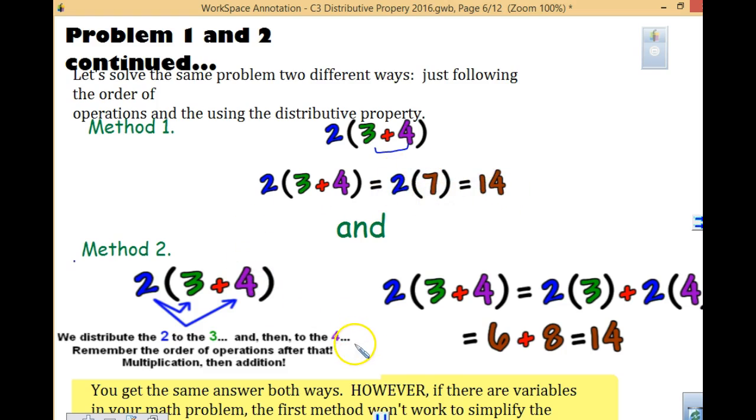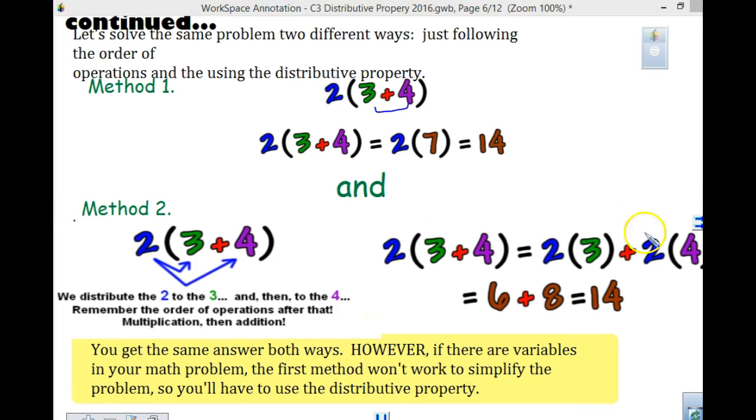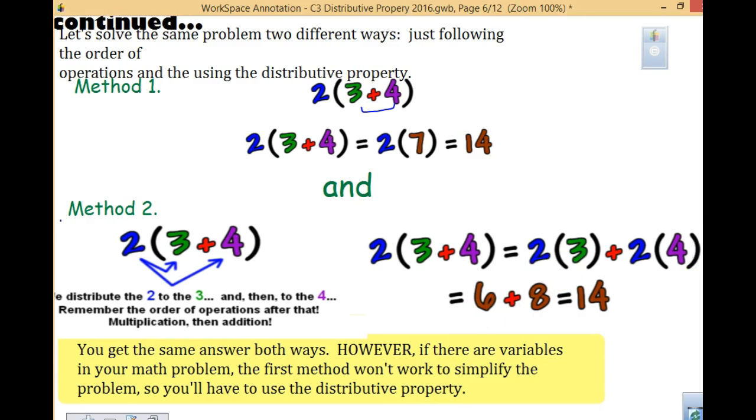The second method is to distribute it, okay? By distributing, I can see that I can take 2 times 3, if I'm looking at this, and then I can take plus 2 times 4, gives us 6 plus 8 or 14. Both answers are the same. It says you get the same answer both ways. However, if you use a variable in your math problem, the first method we cannot use to simplify, okay? If one of these is not a like term, then you can't add those. But if they are, then you can always add those together. Most of ours, the reason we use distributive property is these are not going to be like terms, okay?